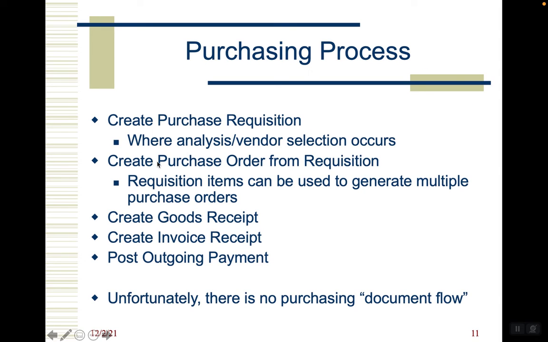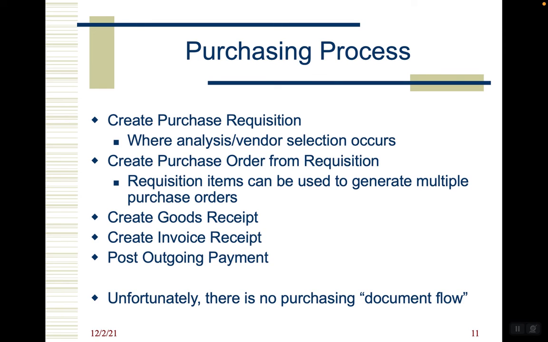All right, so we talked before about the order to cash process. For purchasing, what we have is what we call the procure to pay process. As we said, it's the reverse mirror image of order to cash. So in this case, instead of having an inquiry, we have a purchase requisition. And instead of a sales order, we create a purchase order in which we have multiple line items of material that we want to buy.